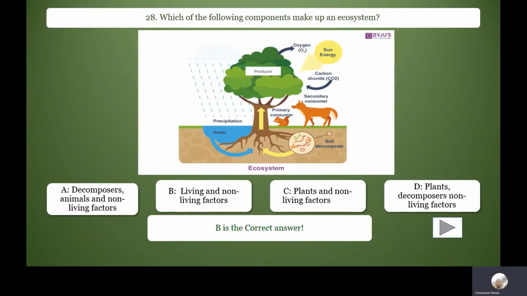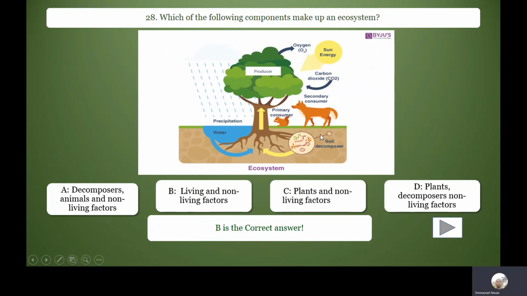Which of the following components make up an ecosystem? An ecosystem is made up of the living and non-living factors interacting together. A unit of the environment where living and non-living factors are interacting together. The living factors are living organisms, like plants, animals, microorganisms.